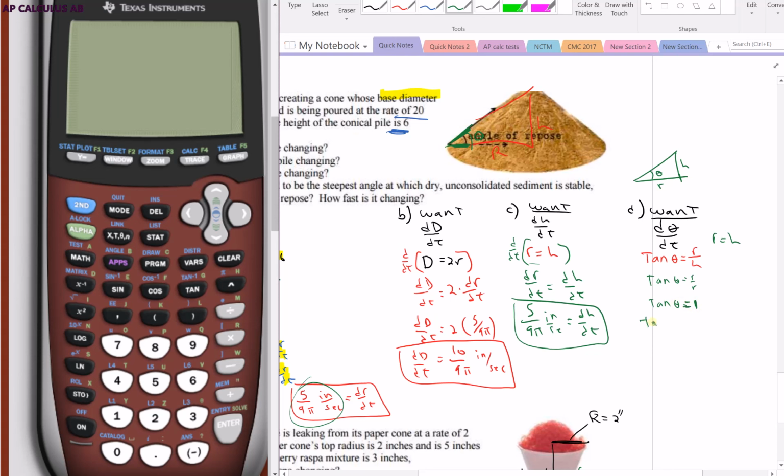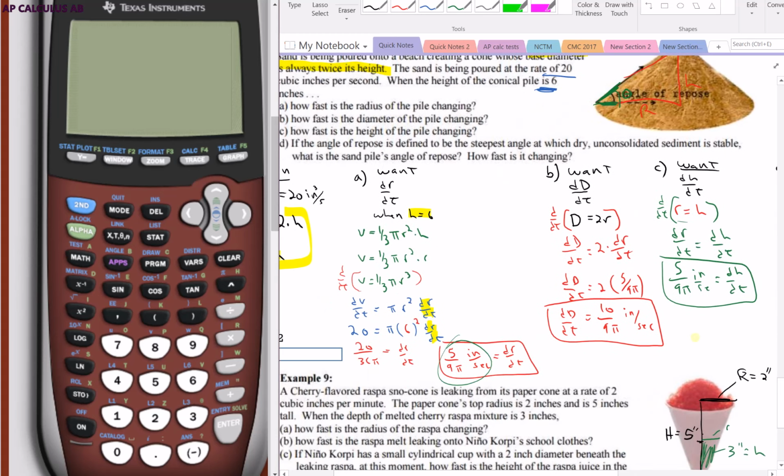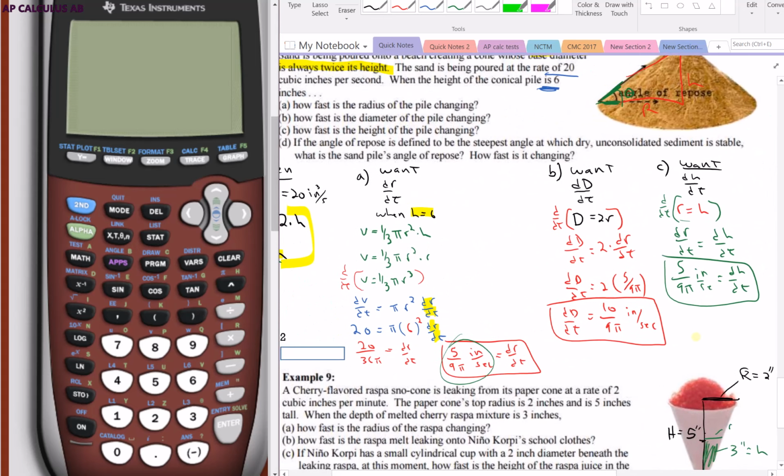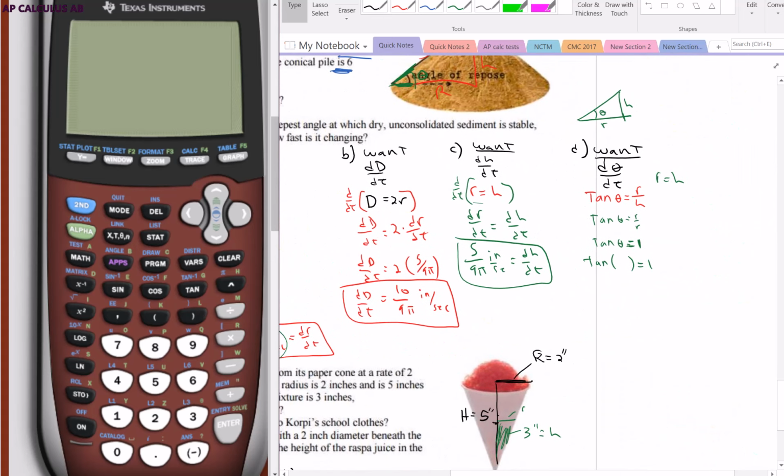Right? Tangent of what gives me 1? Please, radians, please. Does it say degrees over here? It doesn't say degrees, but we can do both. Tangent of what gives me 1?